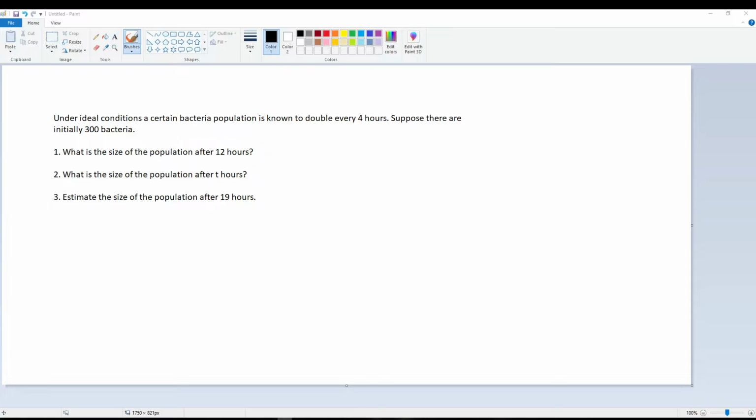I'm going to show you guys how to solve this equation. Under ideal conditions, a certain bacteria population is known to double every 4 hours. Suppose there are initially 300 bacteria. So the first question is, what is the size of the population after 12 hours?